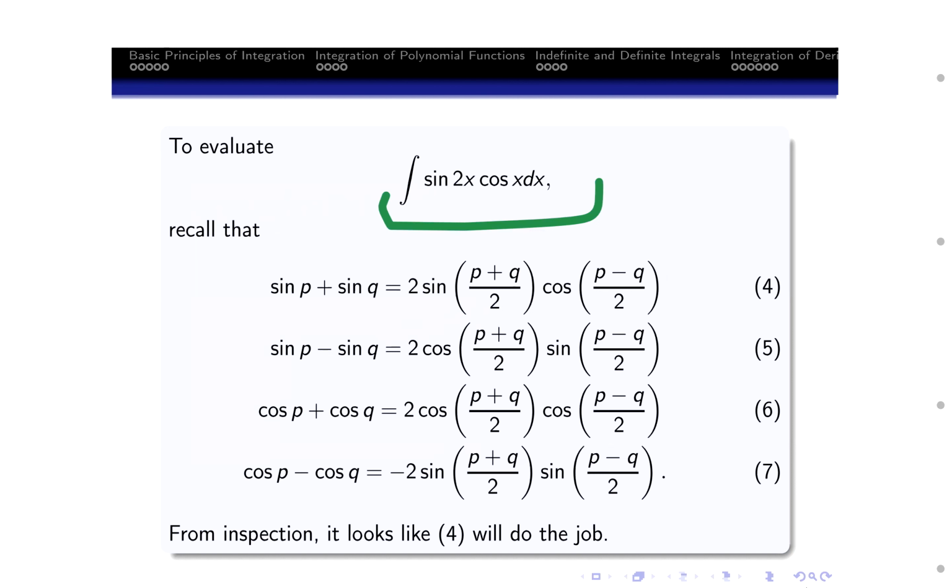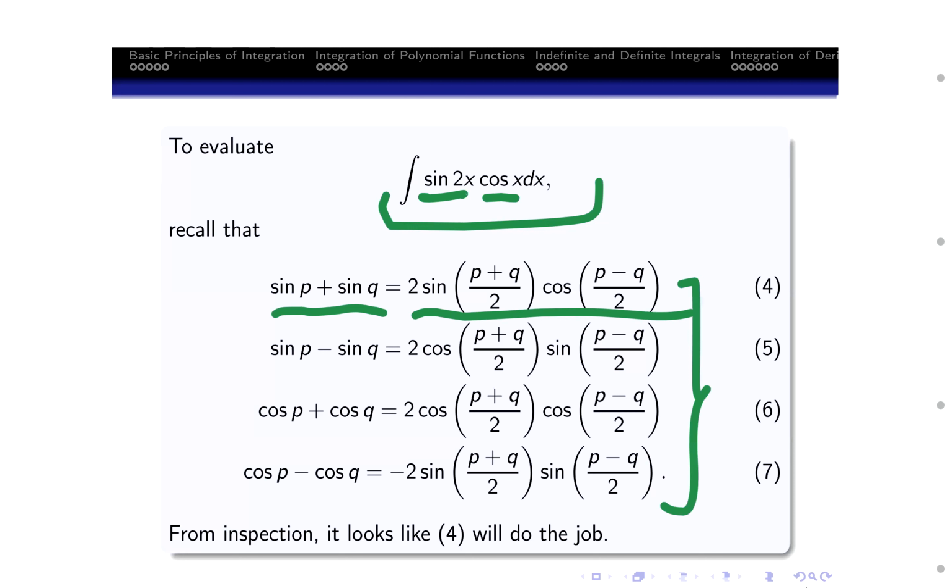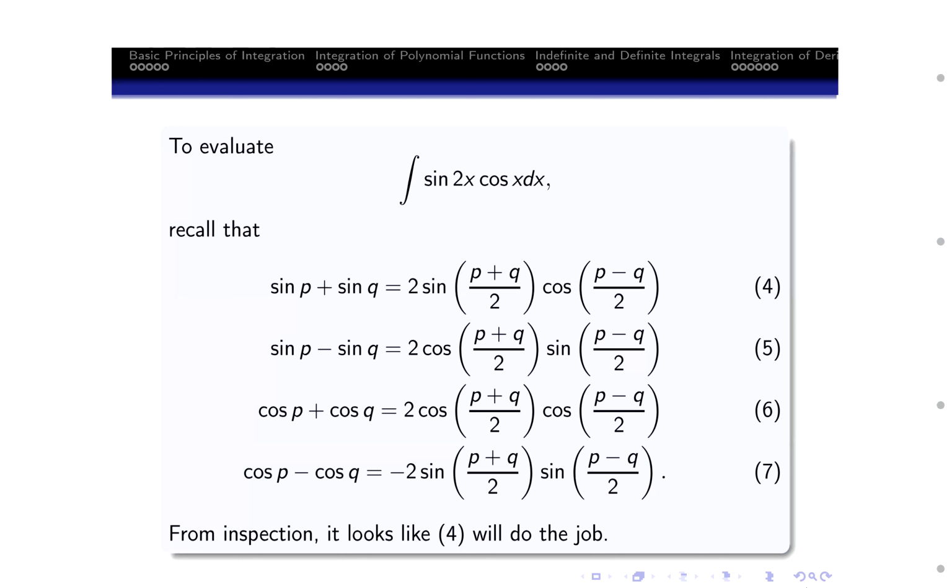This doesn't look like something you can easily integrate, but in trigonometry there are a set of laws. You have sine p plus sine q equals 2 sine (p plus q) divided by 2 cos (p minus q) divided by 2, then sine p minus sine q, and so on, all these kinds of expressions. At the end of the day, we need sine something and cos something to go together, so we want to use these four to get the identities that match. Again, if you go through trig, you will understand what I'm about to do. From inspection, it looks like 4 will do the job.